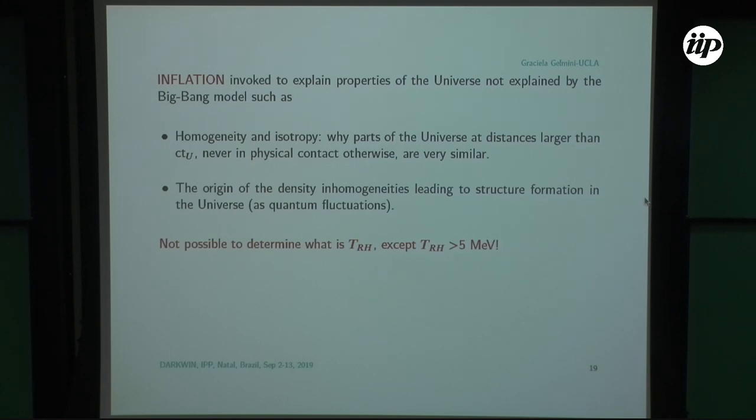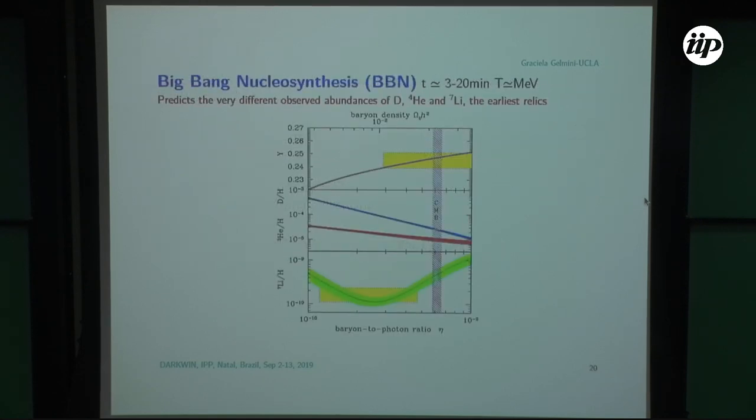So when you see the pictures that I show you with all these different phases and so on, we don't know if that has happened in that manner that is portrayed. So from Big Bang nucleosynthesis, we have the earliest remnants, which are the observed abundance of deuterium, helium-4, and lithium-7, which are formed in the early universe.